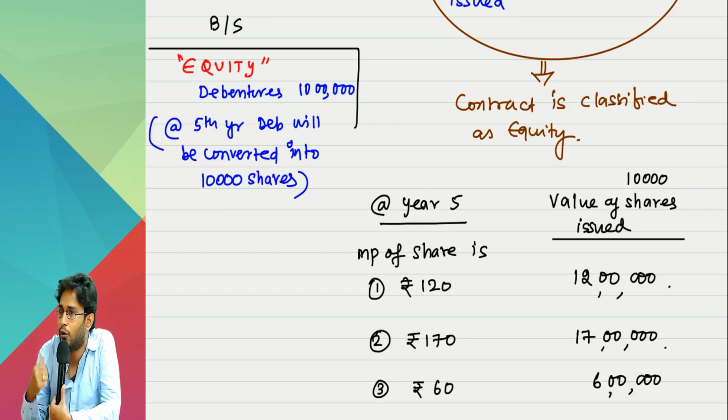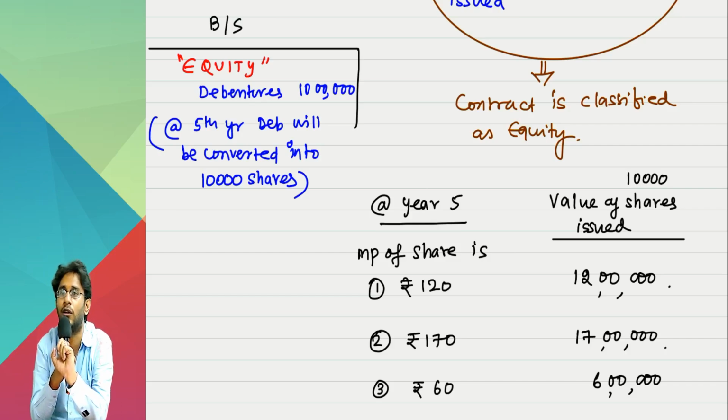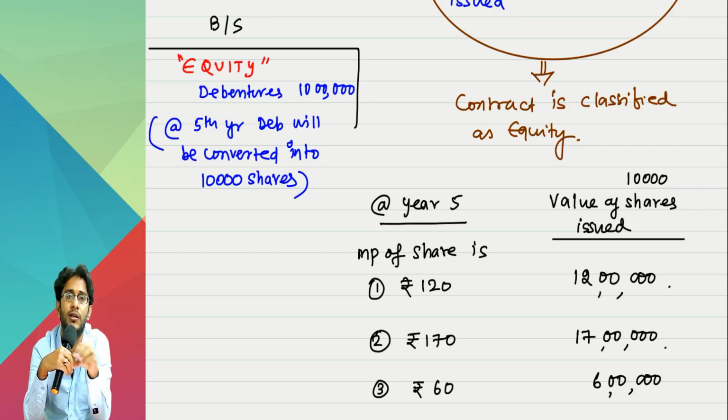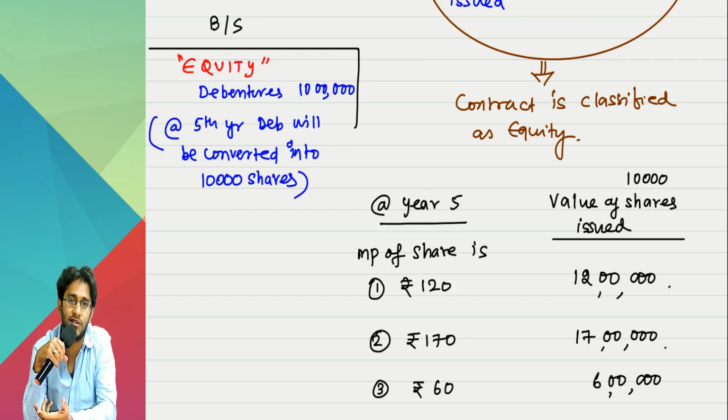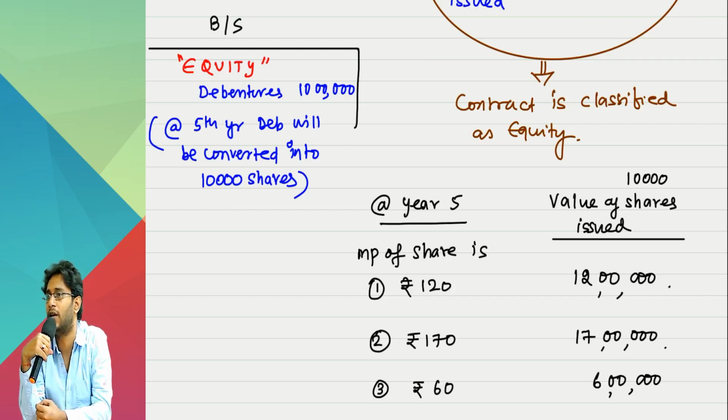Why? His value or his benefit is directly linked to the value of the share. That means even though his name is debenture holder, he is exposed to the same risk and rewards like an equity shareholder of the company. Therefore, our standard says your name may be debenture holder, but your soul is equity shareholder, and soul is nothing but substance. So we'll classify you as equity.